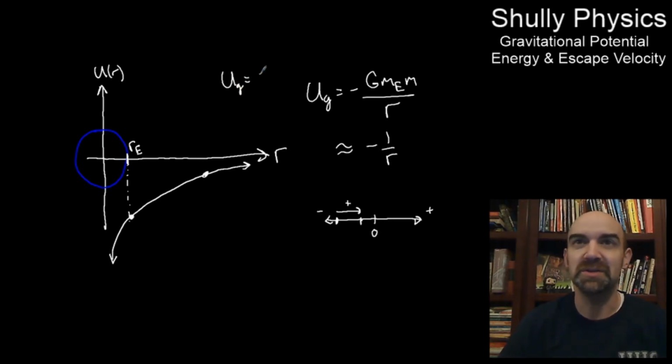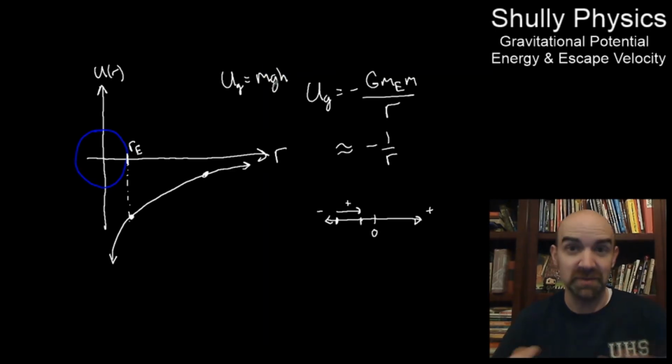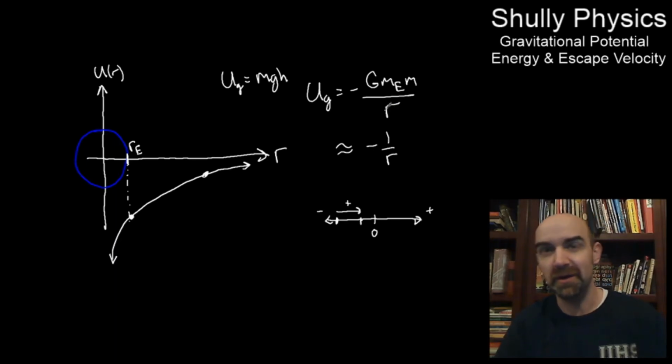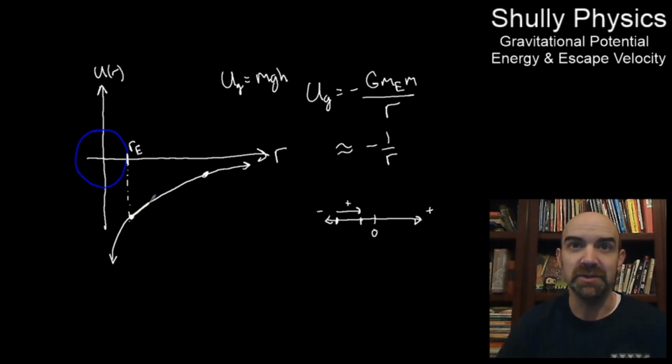That's the only way this function can agree with anything resembling the potential energy near the surface of the planet, MGH. We know that as H increases, the potential energy increases also. Well, here, when H increases, that means when height gets greater and greater, that's the same as R increasing. And if you do go from a small R to a big R, our energy function does become more positive and less negative. It's increasing.